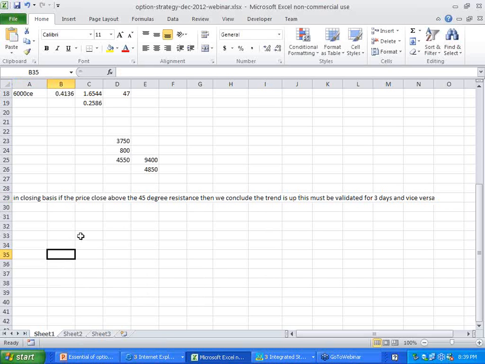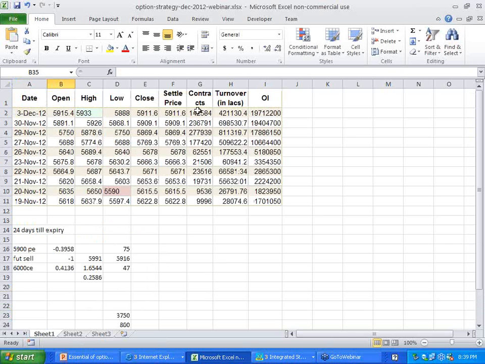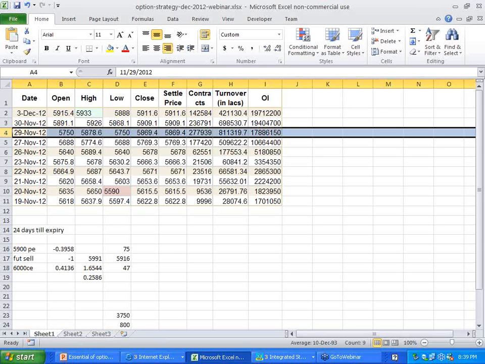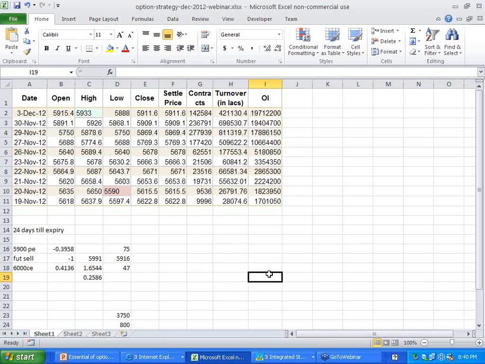What I have done here is taken the prices. For the past 3 days' prices, I have not initiated any trade till date. I will be analyzing the past 3 days' prices on a closing basis. What prices has it shown me? Based on that I will be deciding. So for 29th November, I have the price as 5869.4. This is the price it closed at.